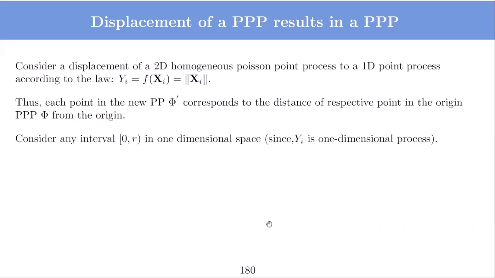Okay, so it's like you have many points, and for every point you compute the norm, the distance from the origin, and you put the point in phi dash on a single line at the same distance. Now to compute the density of the new point process, we have to compute the intensity measure. It's a one-dimensional case, so sets in one dimension are just intervals. So I take some interval 0 to r in one-dimensional space and compute the expected number of points in this set to compute the intensity measure.